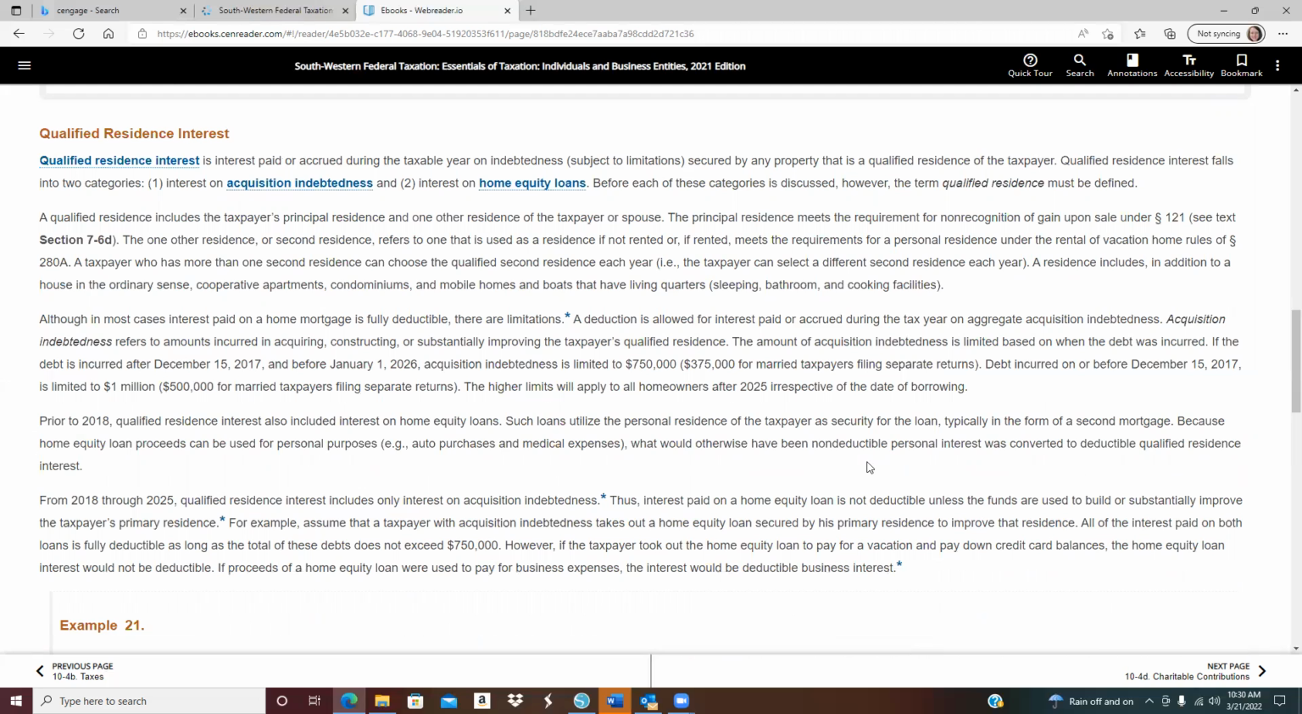Qualified residence interest on acquisition indebtedness and interest on home equity loans. A qualified residence has to be defined. This includes the taxpayer's principal residence and one other residence of the taxpayer or spouse. The principal residence meets the requirements for sale under Section 121.